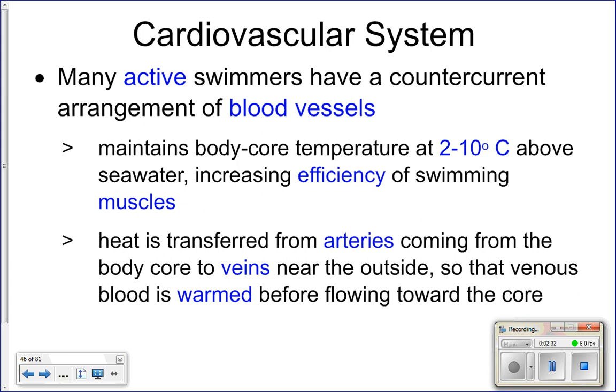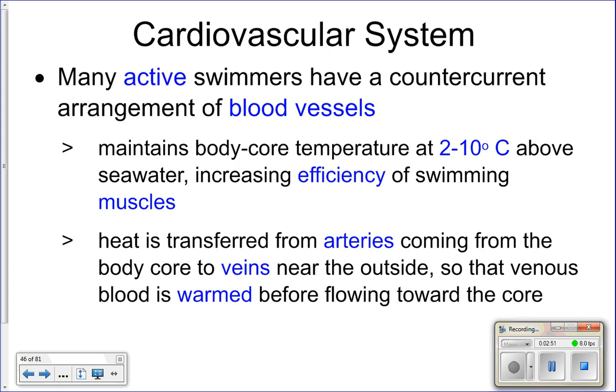Okay, so think like if you're super cold, it's hard to move your muscles and stuff, right? Whereas if you play a sport, you warm up to loosen yourself up and get ready to play the game. Same kind of thing with fish. It's like they're warming themselves up to loosen their muscles up and make their muscles more efficient.